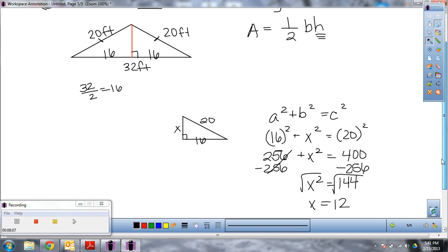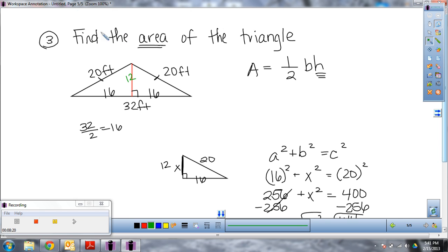Now, what we just found was this unknown value right here, which is 12, which is actually the height of our triangle. This problem was not asking us to find the height of the triangle. That was just required so that we could find the area, since the height is a required measurement for the area. So now we have all of the information we need.